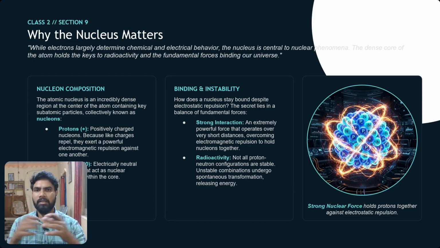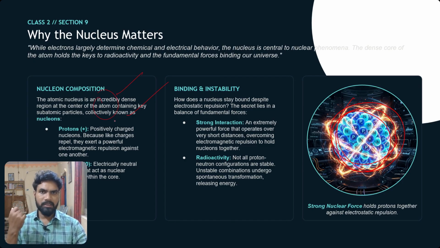Okay, then we'll come to the nucleus, the center of the atom. This is what the nucleus is. So the atomic nucleus is an incredibly dense region at the center of the atom. We have already seen it. It contains the key subatomic particles, collectively known as nucleons. Both protons and neutrons are called nucleons because they are present in the nucleus.